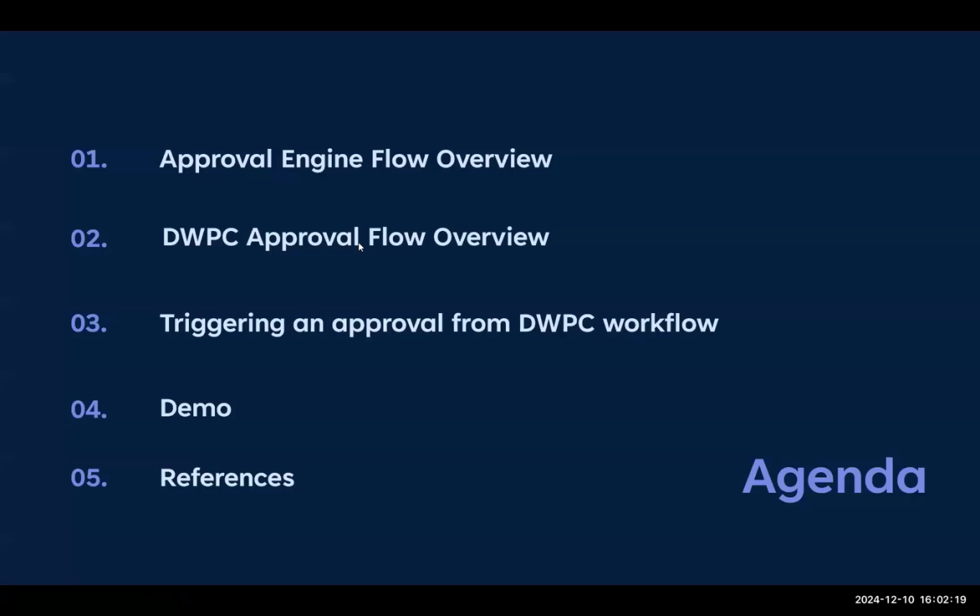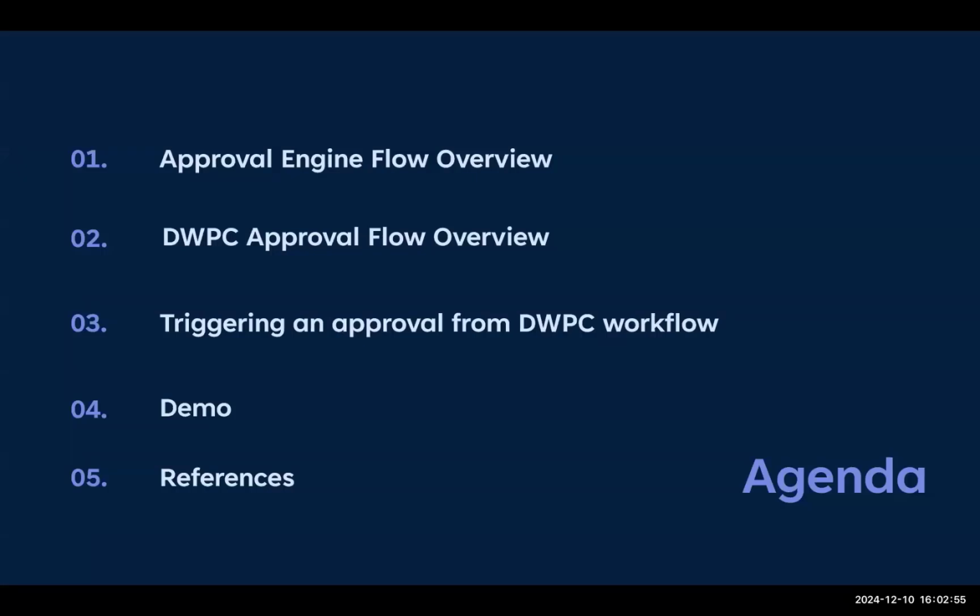Then we'll go to the agenda. Today's agenda will go through certain points, certain use cases. The process here of how to configure DWP catalog, there are certain steps you need to follow. The first one is to go through the approval server, approval engine flow. We need to explain how things are to be done in the approval engine flow. The second part of this agenda is how to see the flow of DWP catalog approval and how to trigger approval from DWPC through the workflow. Then we'll go to the demo.